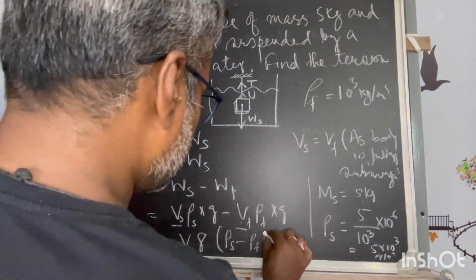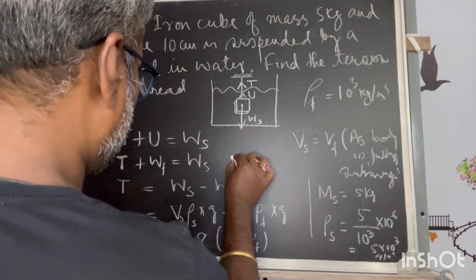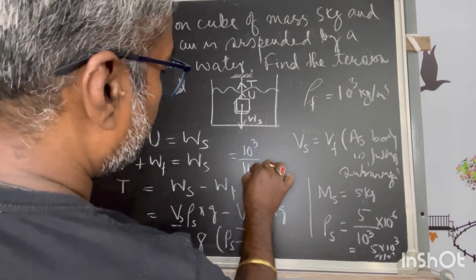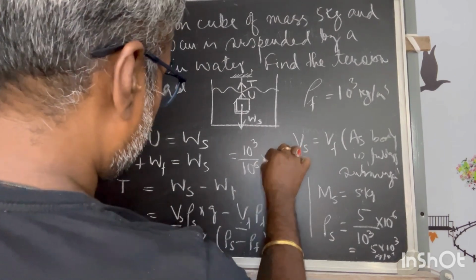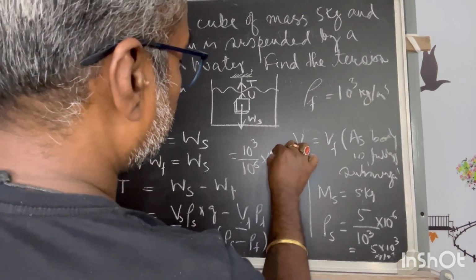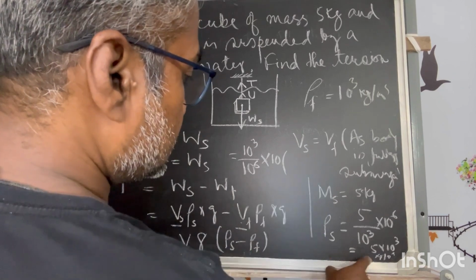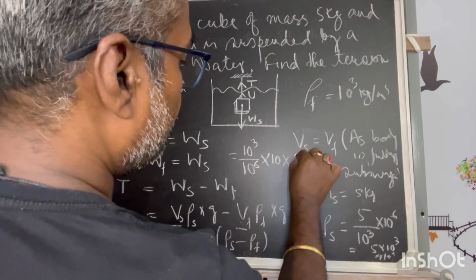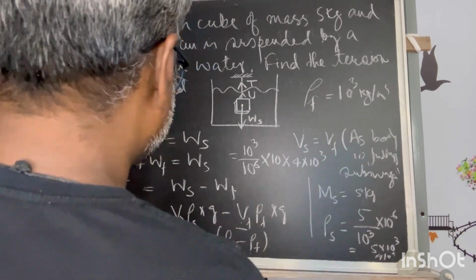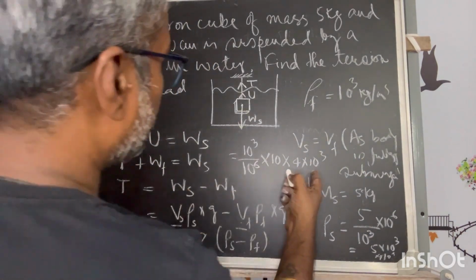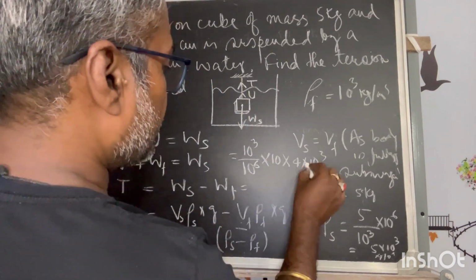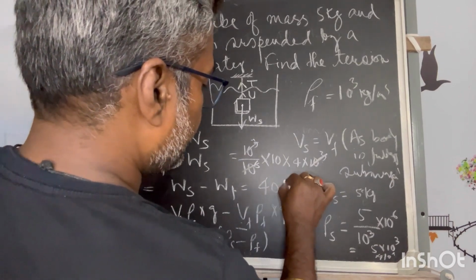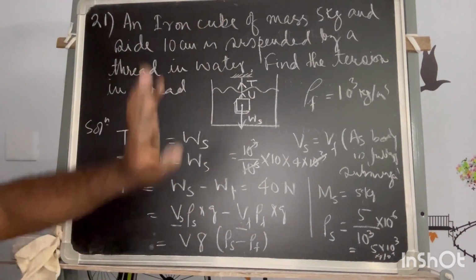Now put in the values. V is 10 to the power 3, the volume, converting into meter cube, 10 to the power minus 6. G you can take as 10 meter per second squared. And rho s minus rho f is 5 into 10 to the power 3 minus 1 into 10 to the power 3, that means ultimately 4 into 10 to the power 3. The tension will be in Newton, it is a force unit. So cancelling the 3 and 6, this is equal to 40 Newton of tension acting on the string.